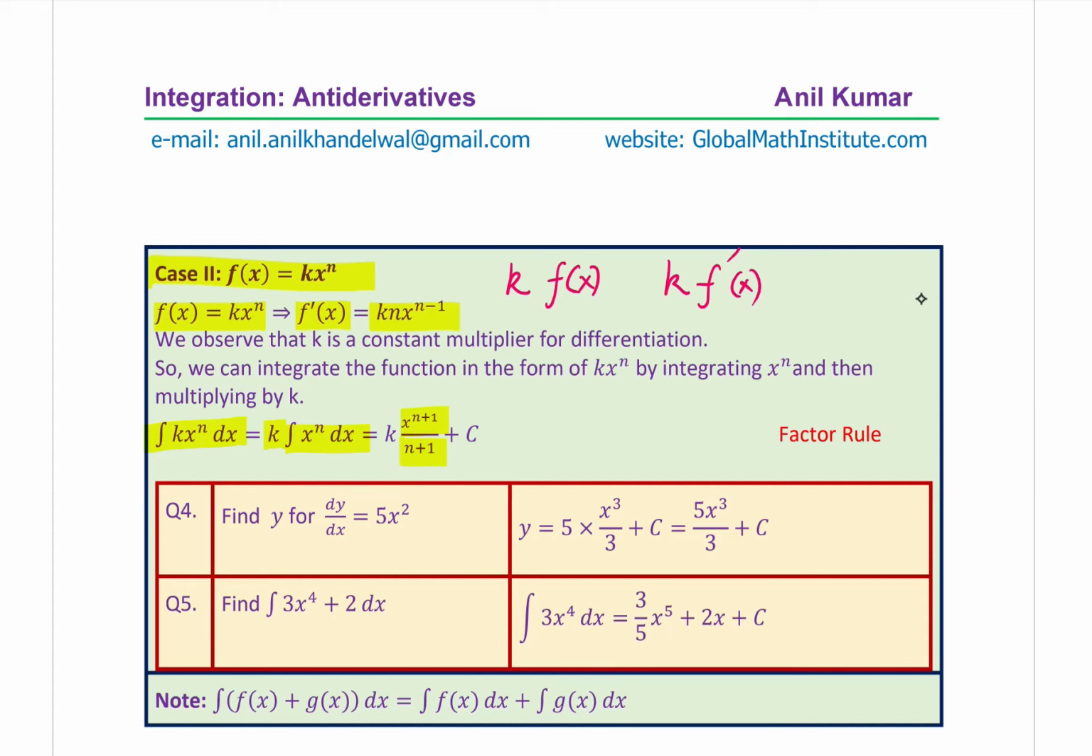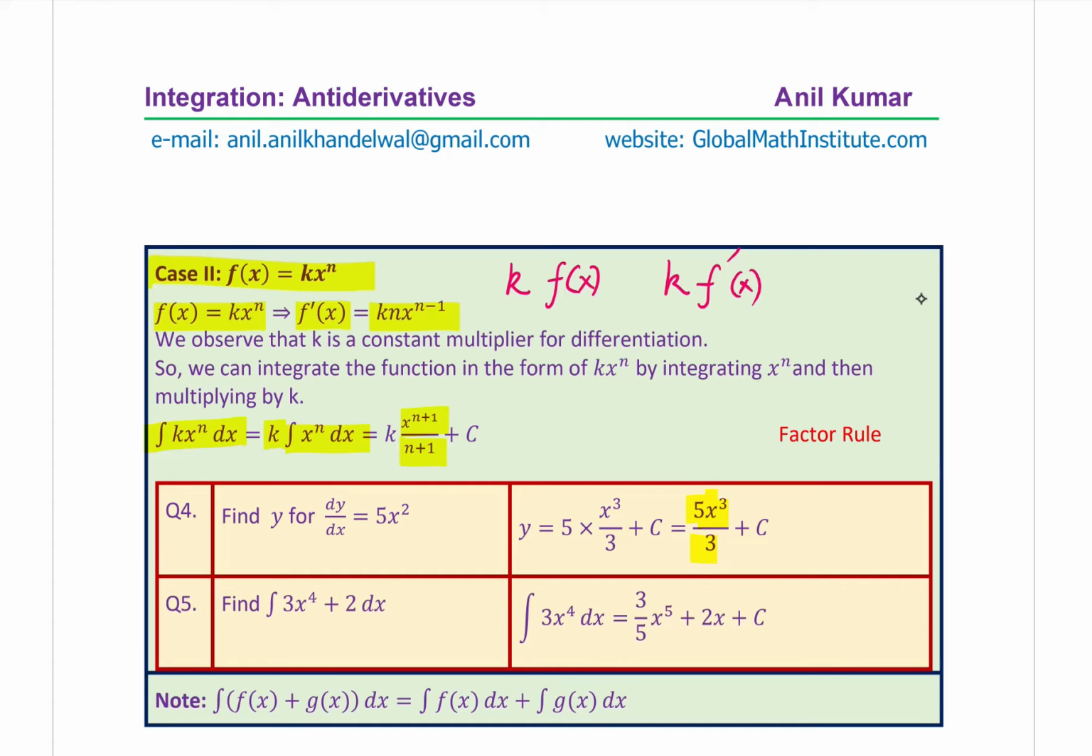So question number 4 is find y for dy dx equals 5x squared. Well, applying the rule, the x power gets added. 2 plus 1 is 3, and we have to divide by 3. So we get 5 over 3 and x cubed, right? So it's as simple as that.